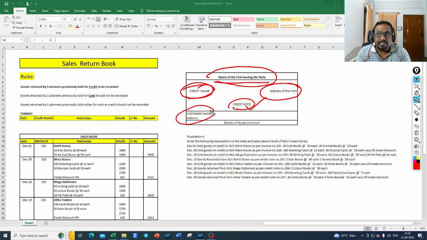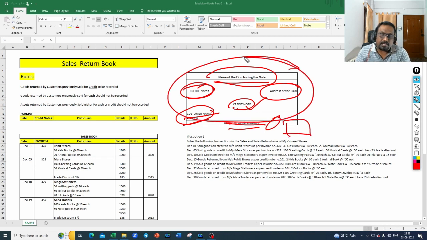And here, whoever is the customer we are receiving the returns from, the customer name and his address has to be mentioned. And the details of the goods returned is basically whatever products we received back from the customer, those product names, price, and the total amount has to be mentioned here. This is how the credit note format is.